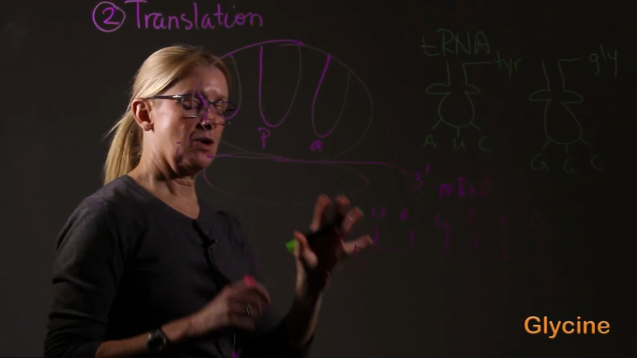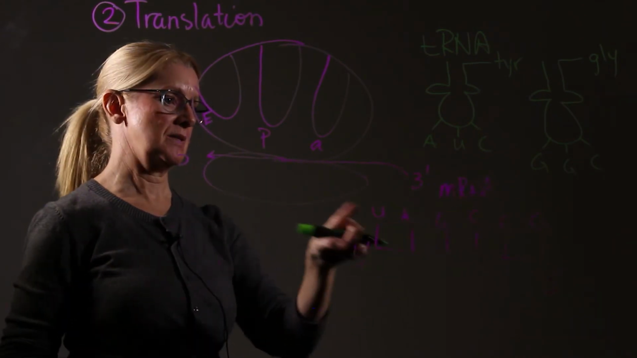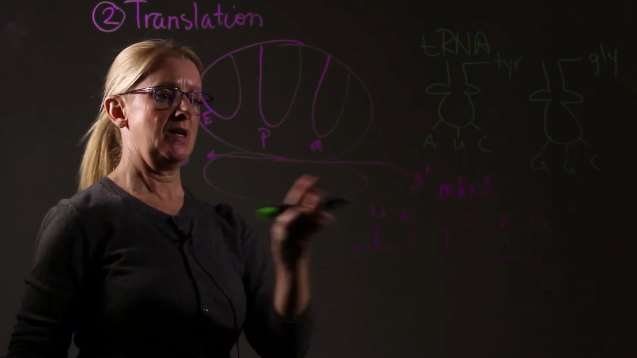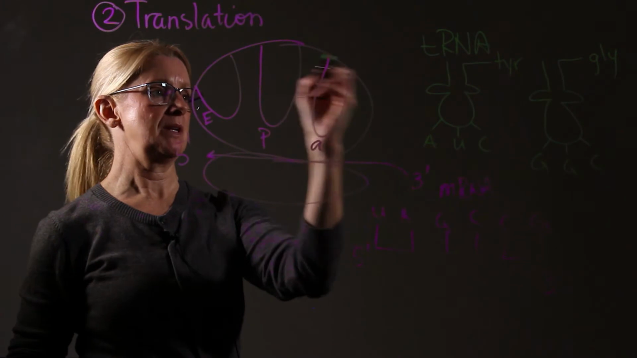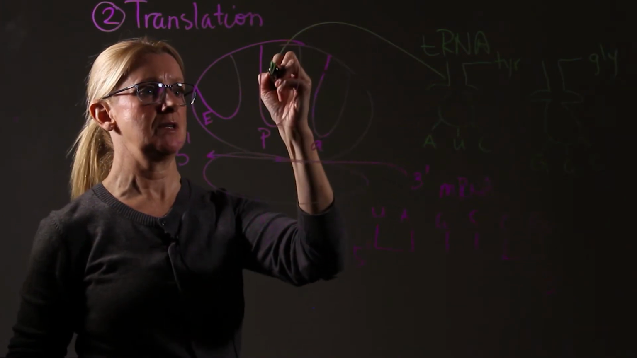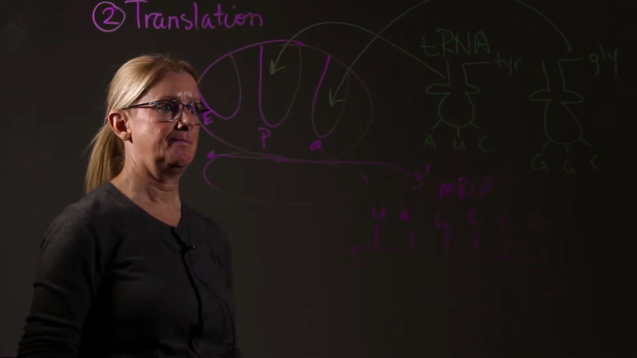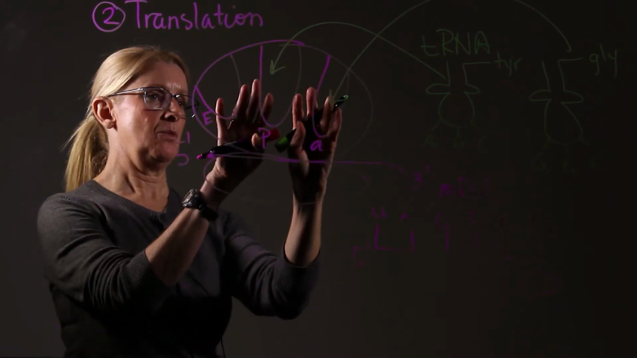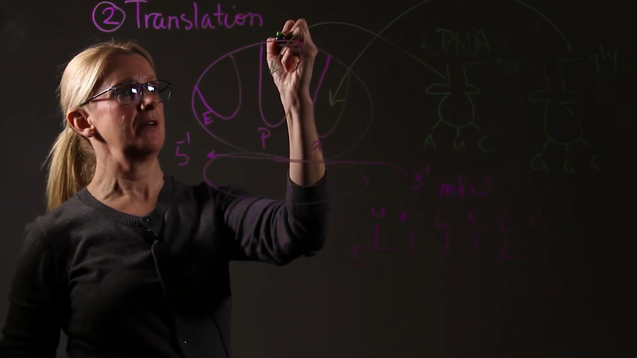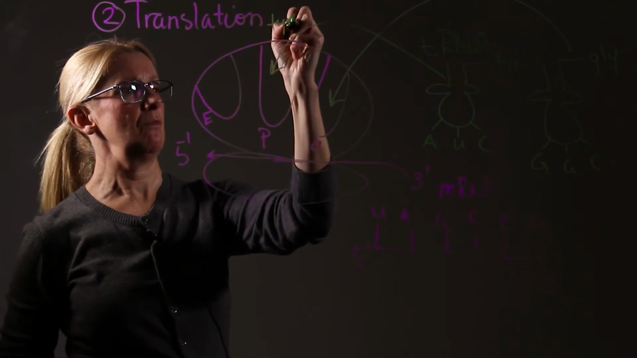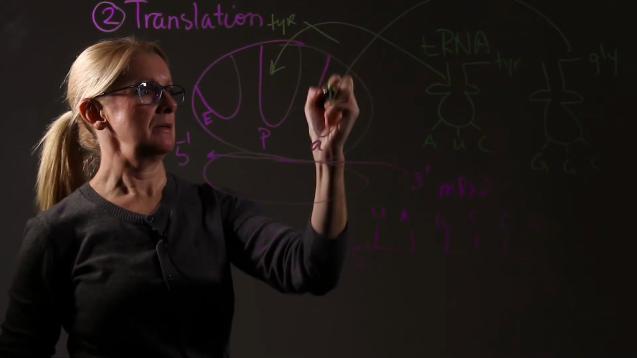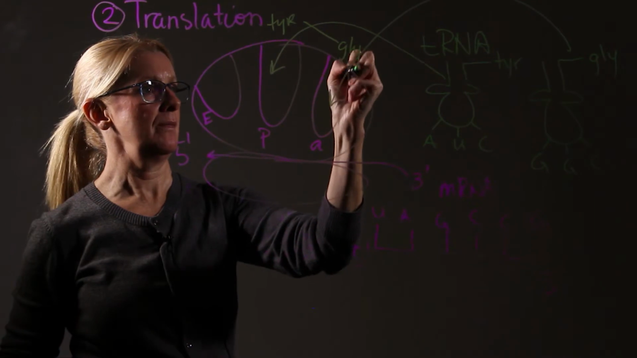So the way that this works is when we get to the ribosome, as this feeds through, our UAG would be underneath the P site, and this first one would move into the P site, and our second one would move into the amino acid site. With both of these sitting here, our tyrosine would then bond to our glycine here.